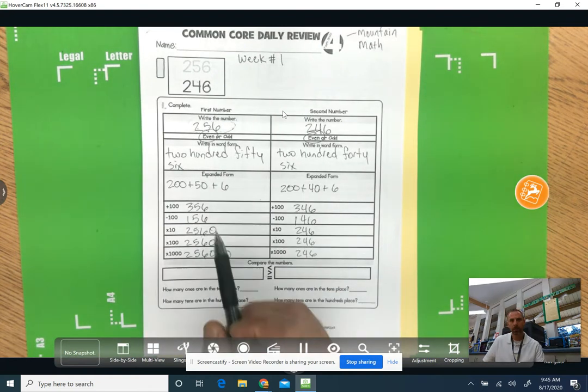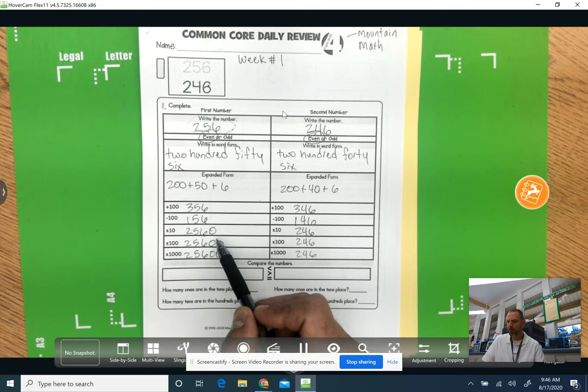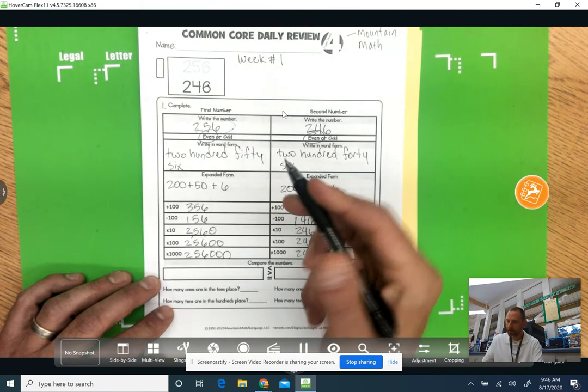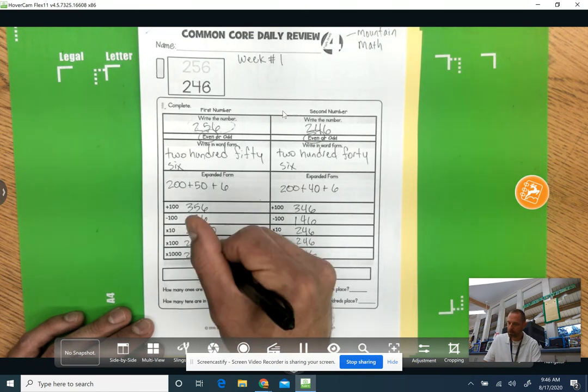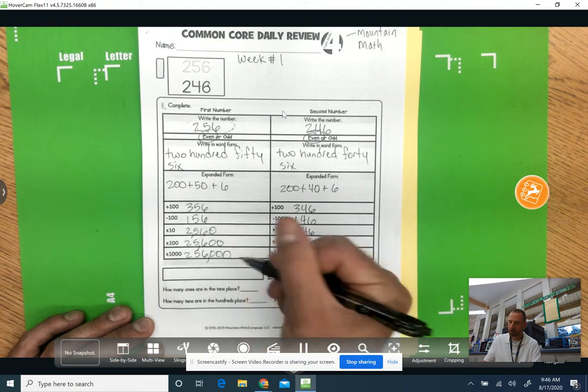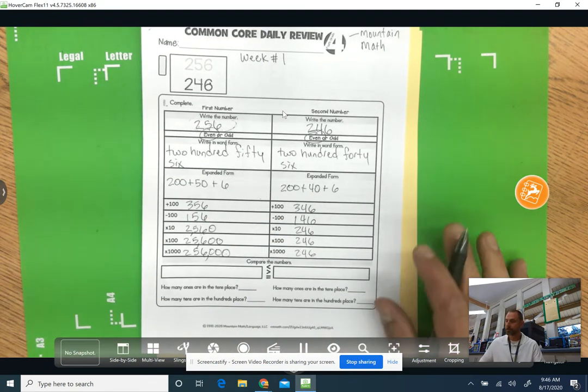So before you're done, you need to go back through and add your commas. Ones, tens, hundreds, comma, ones, tens, hundreds, comma, ones, tens, hundreds, comma. And that's to separate out your periods.